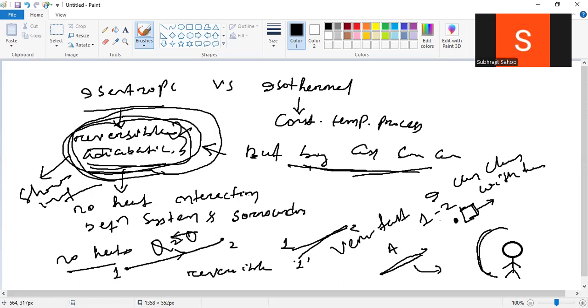On the other hand, if I talk about the isothermal process, observe, the isothermal process is just the opposite of the reversible adiabatic process. How is it? Observe, I will tell that one also.